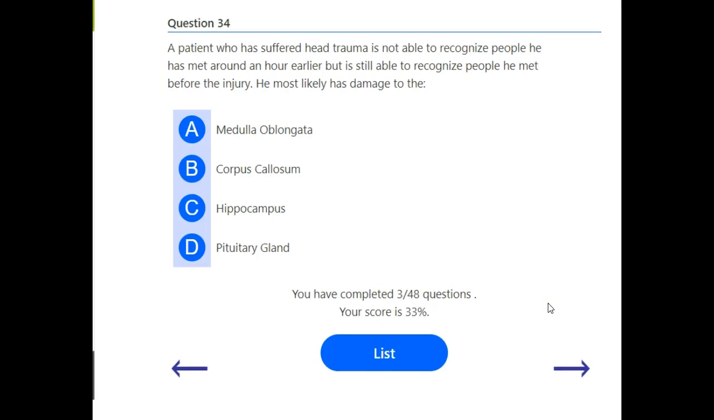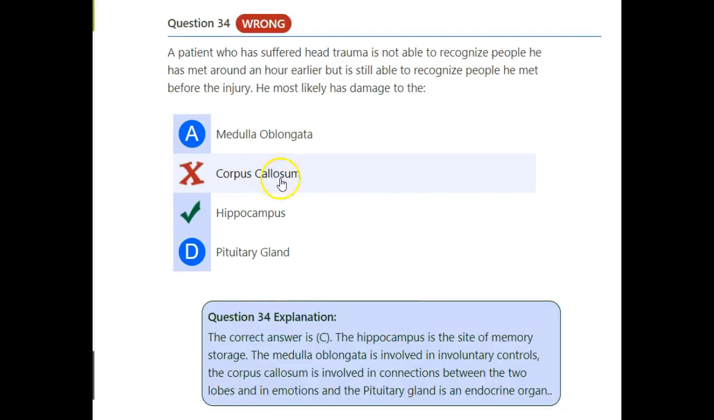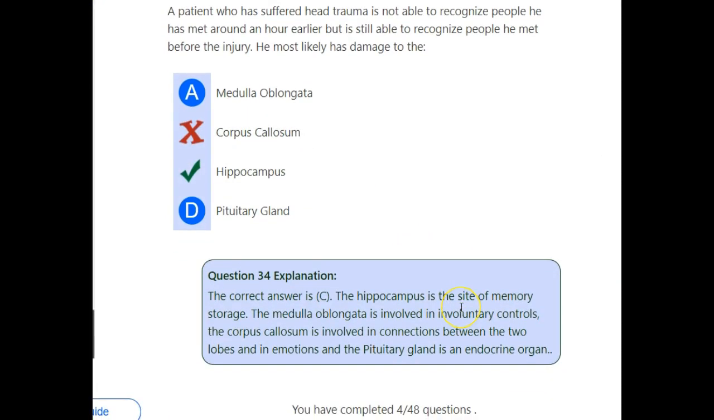A patient who suffered head trauma is not able to recognize people he has met around an hour earlier, but is still able to recognize people he met before the injury. He most likely has damage to the A. Medulla oblongata, B. Corpus callosum, C. Hippocampus, D. Pituitary gland. The correct answer is C.